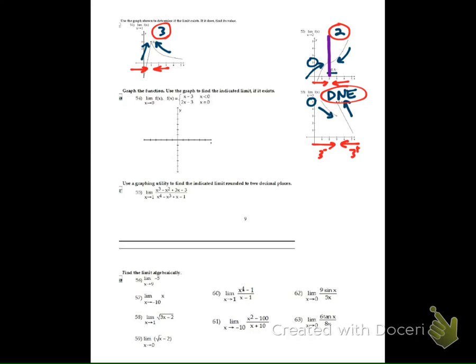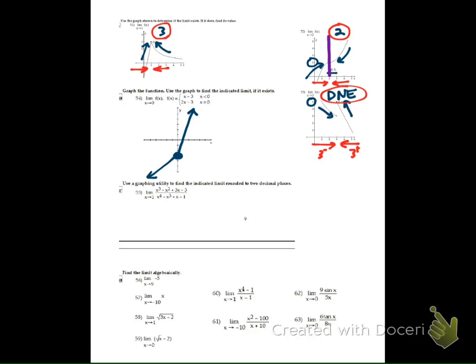Graph the function, use the graph. Okay, so when x is less than 0, we see that we have a y-intercept of -3, and we have a slope of 1. So to the left of 0, the graph looks like that. To the right of 0, it says f of x equals 2x minus 3. Well, for x greater than or equal to 0, we know that we can fill in that circle because when we replace x with 0, we see f of 0 is -3, so that fills that in. It's got a slope of 2.